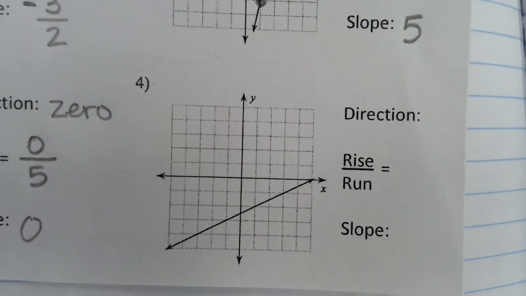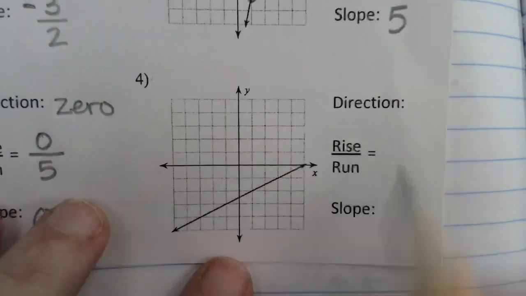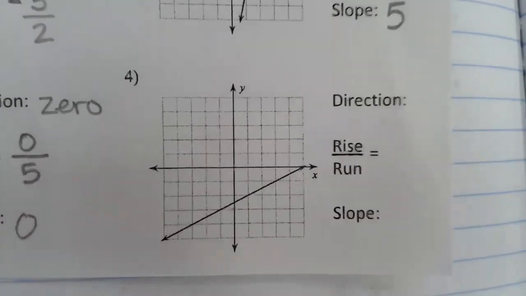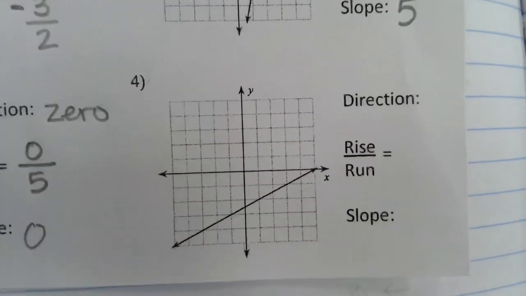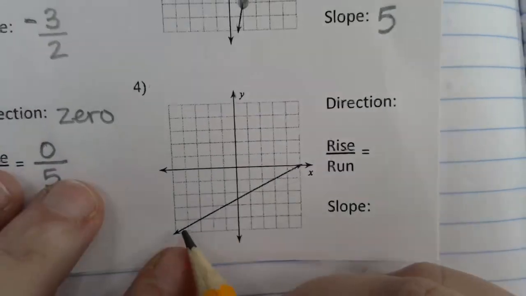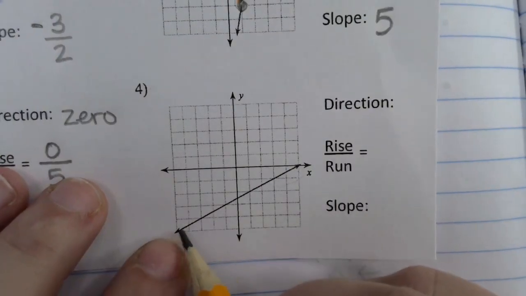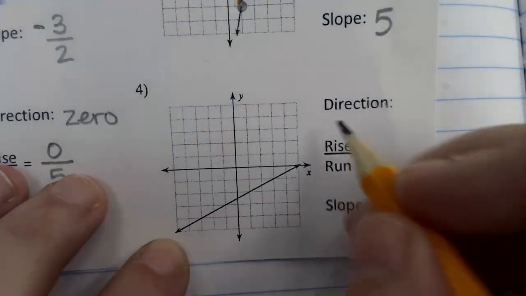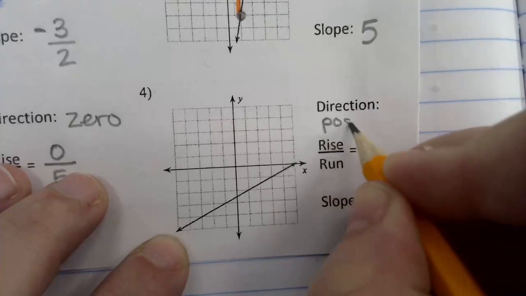For undefined, you can have movement up and down, so you'd have a number for your rise, but not a number for your run. All right, number 4 here. What is my direction of this line as we look at it? Is that positive, negative, 0, or undefined? Positive. If I go left to right, is it going up or down as I start on the left and go to the right? Up. So that is positive.